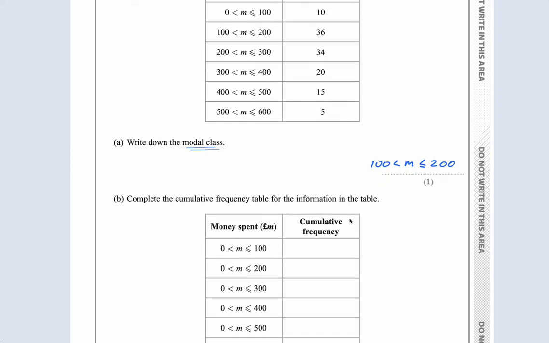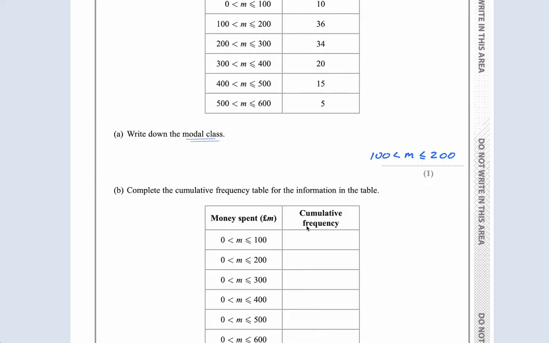Part B, complete the cumulative frequency table for the information in the table. Cumulative frequency means basically just add up the numbers as you go along. Instead of going from 0 to 100, which is 10, now it goes from 0 to 200. So that's both of these, the 0 to 100 and the 100 to 200. So that's 46, 36 plus 10.